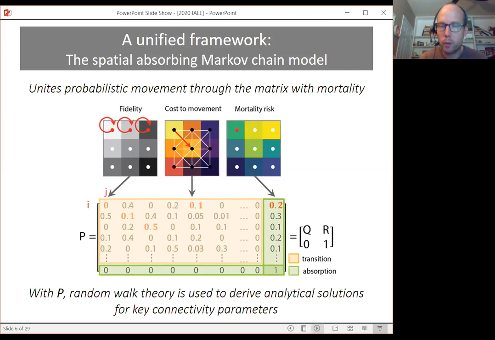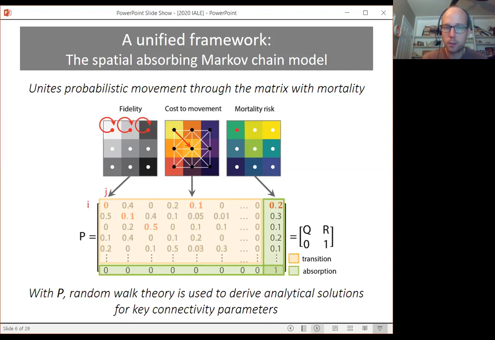And that's a bit of a mouthful, but the reason why we use that term is that this model really has emerged from classic Markov chain theory used in probability theory. And so the idea here is that at any location, if an organism is dispersing across the landscape at any point in time, there's three things that can happen.